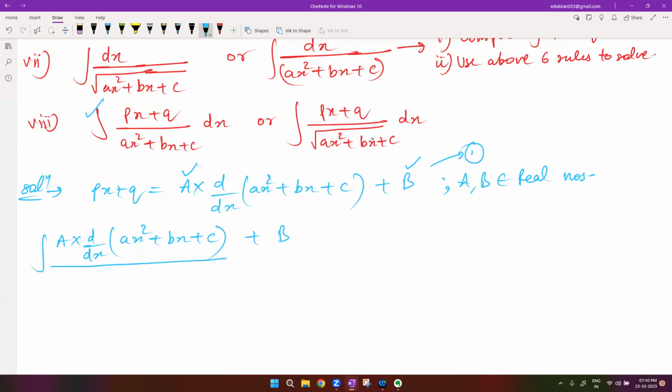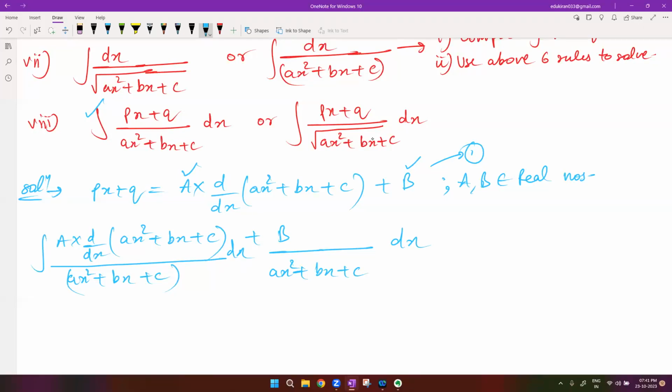And I am writing this part separately. Now see, this question is divided into 2 parts. The first part is a question of substitution.